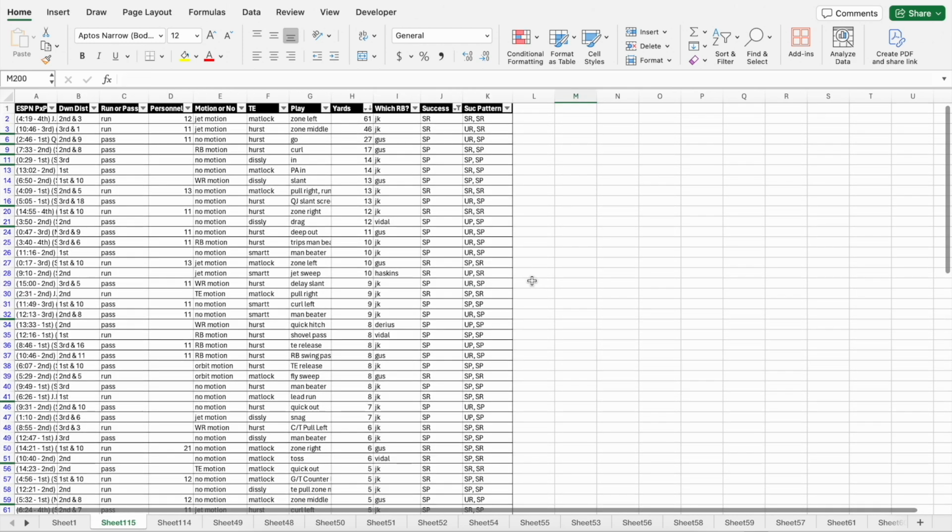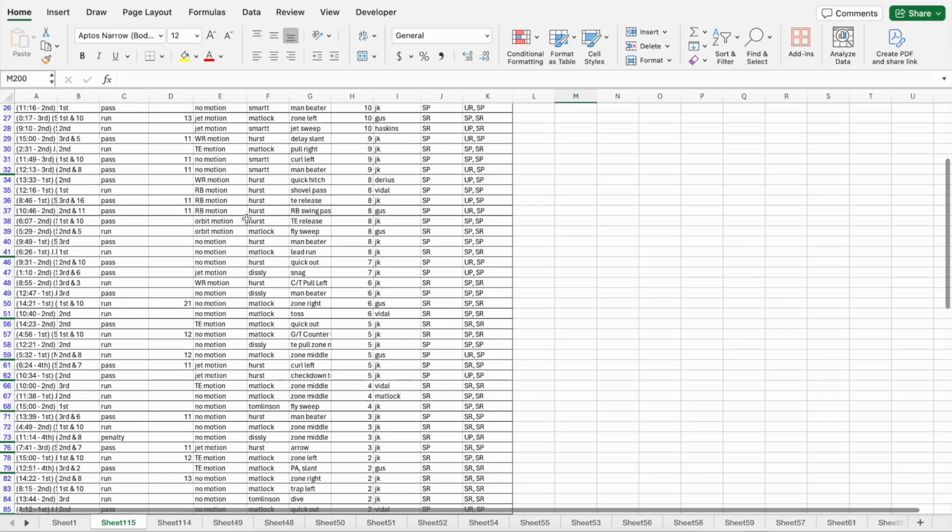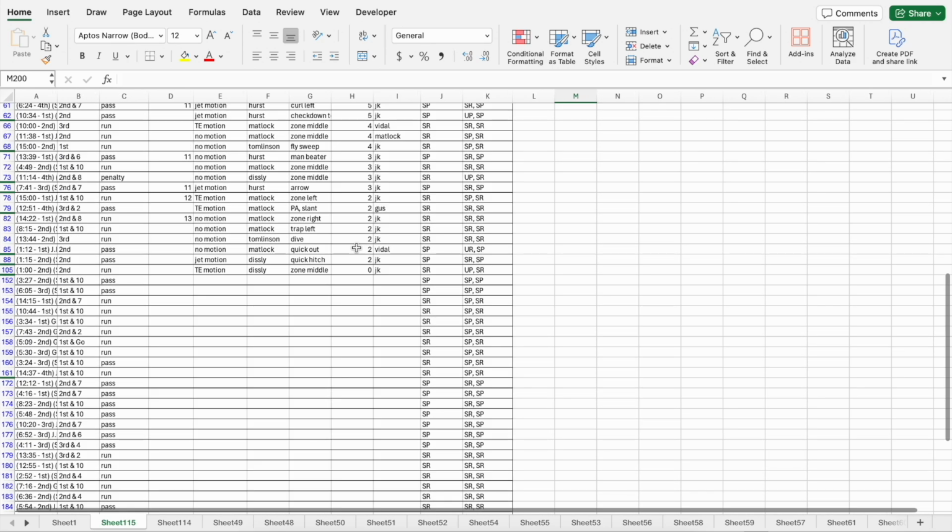So if I just sort out successful pass and successful runs and sort by yards in descending order, I'd say a good amount featured JK. It's kind of a mixed bag when it comes to motion and no motion.